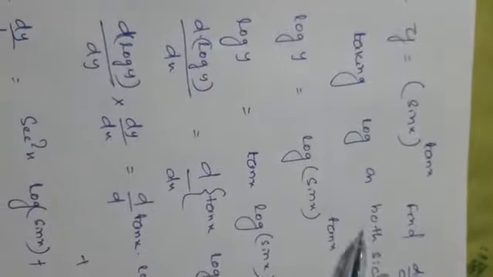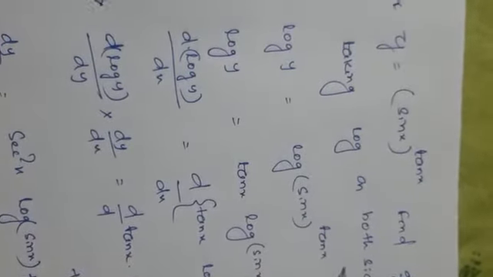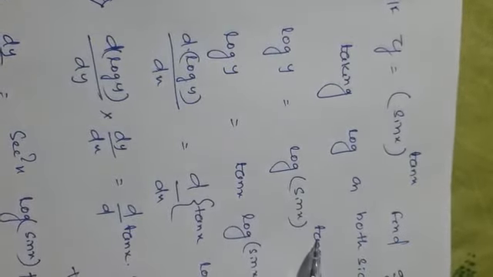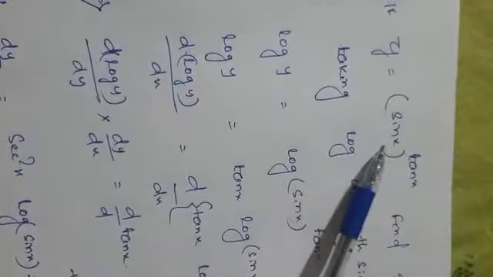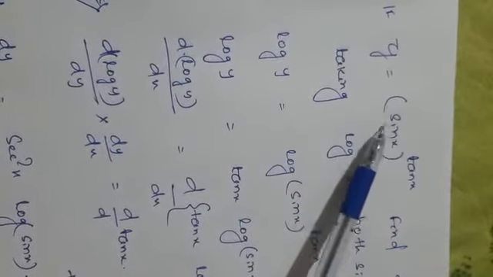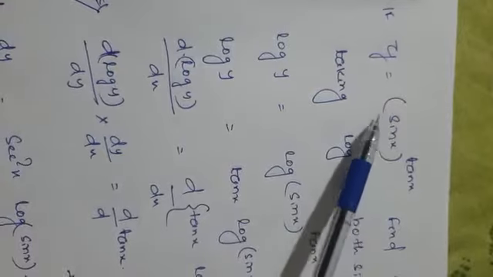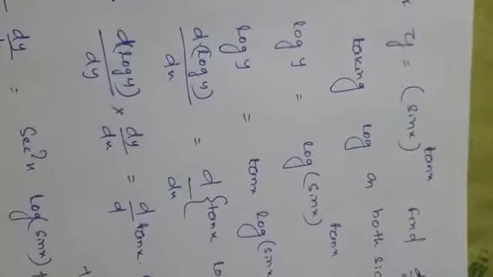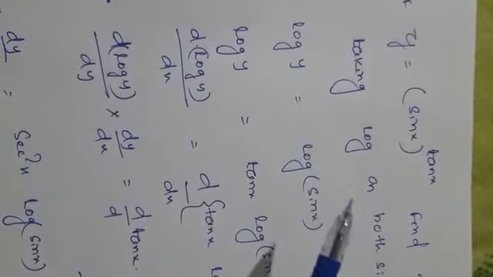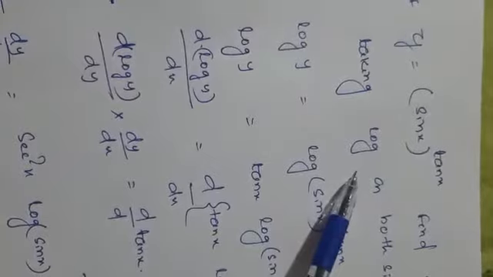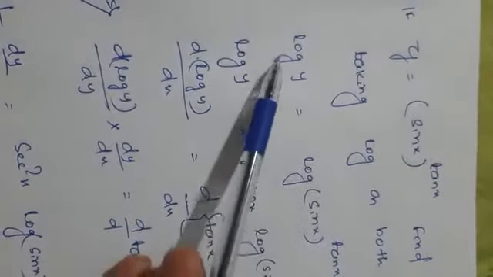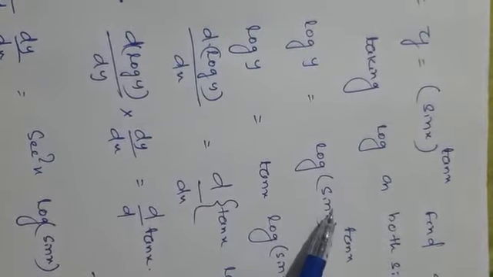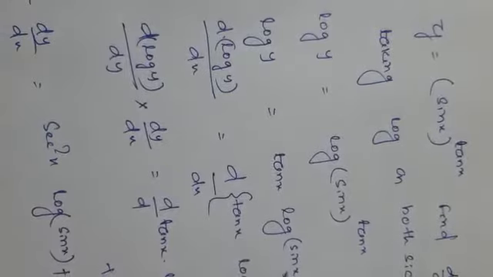So taking log on both the sides, log y is equal to log sin x to the power 10x. Whenever you identify that it is a variable to the power variable, function of x to the power function of x, no other method will be applicable to those types of problems. Only the logarithmic formula you have to use. So log y equal to log sin x to the power 10x. So log y is equal to 10x log sin x, using log m power n.